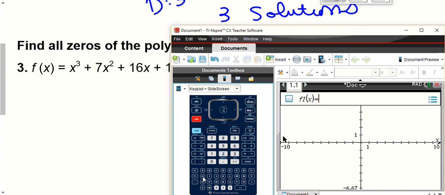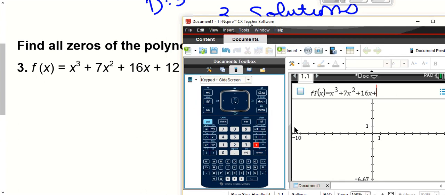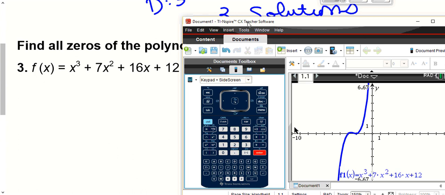So we have x cubed plus 7x squared plus 16x plus 12. And there's our graph.